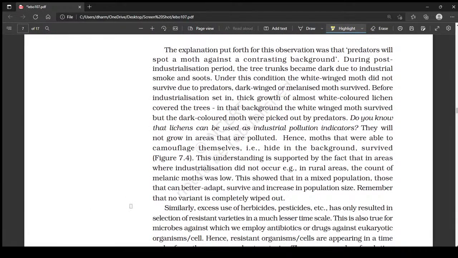The explanation put forth for this observation was that predators spot a moth against a contrasting background. During the post-industrialization period, the tree trunk became dark due to industrial smoke and soot. Under this condition, the white-winged moth did not survive due to predators. Dark-winged and melanized moths survived. Before industrialization set in, thick growth of almost white-colored lichen covered the trees. In that background, the white-winged moth survived, but the dark-winged moths were picked out by predators.